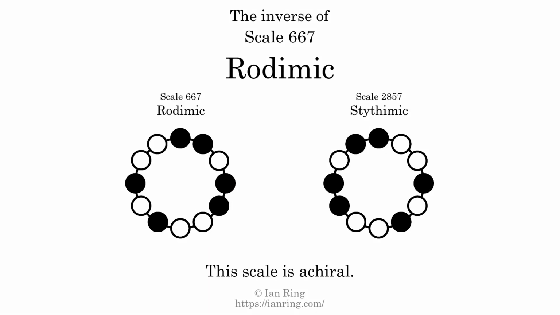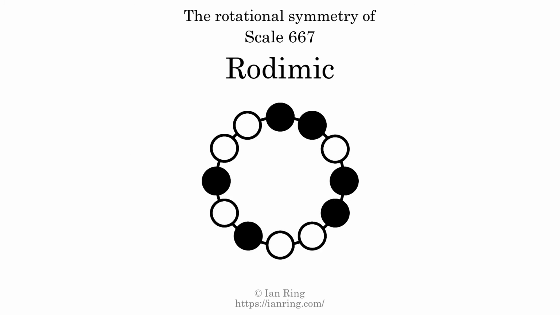The inverse of a scale is a mirror image. It is what you get when the sequence of intervals is reversed. The inverse of this scale is scale 2857, also known as stithemic. This scale is achiral, since it can transform into its own reflection by a rotational transformation.